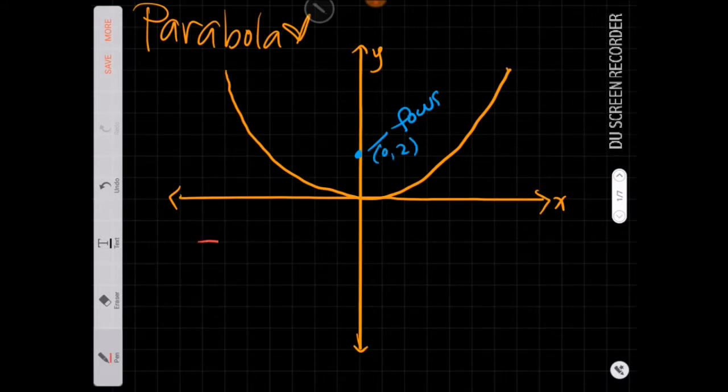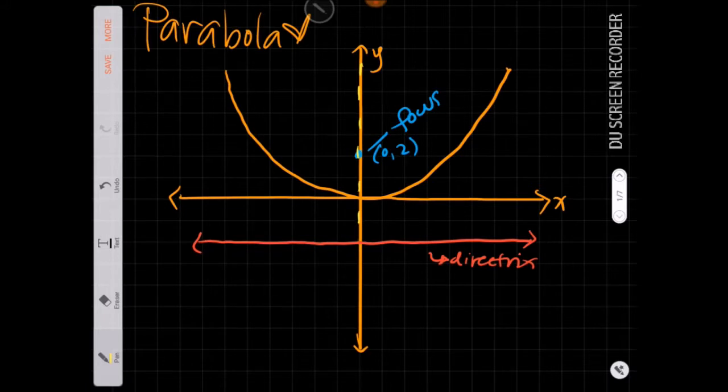It is also equidistant from a fixed line called a directrix, which is y equals -2 in our case. There is this line that equally splits the parabola into two. This line passes through the focus and is perpendicular to the directrix. This is called the axis of symmetry.